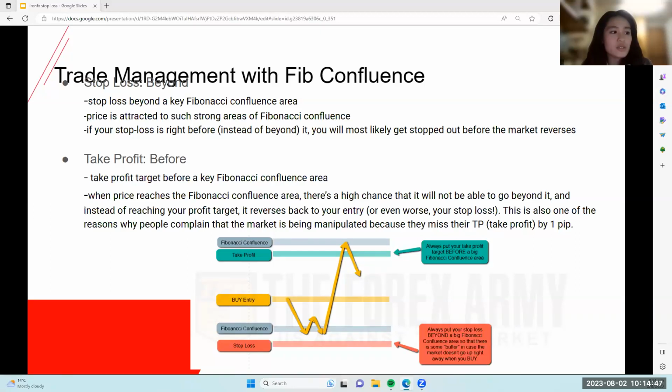Okay, so that's the general idea of trade management and where the proper placement is for stop loss as well as your take profit levels.